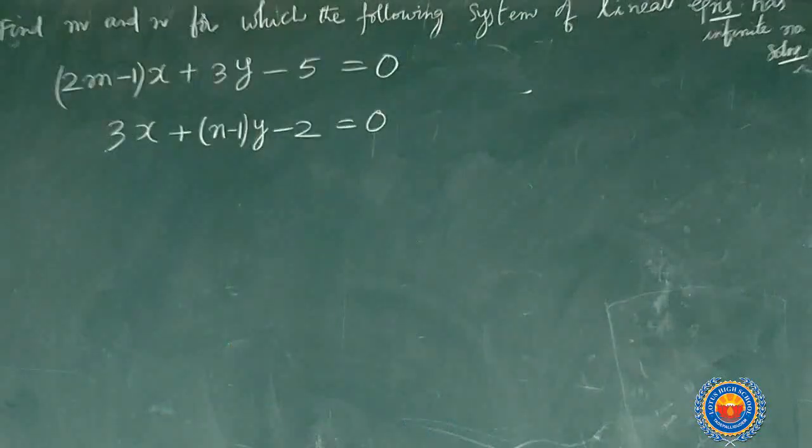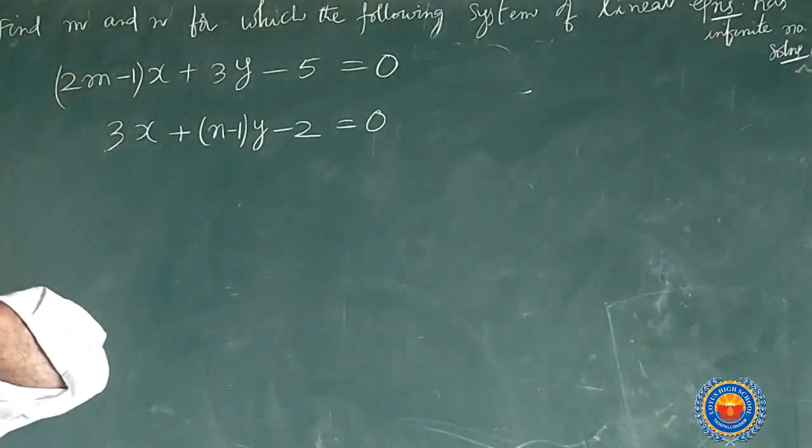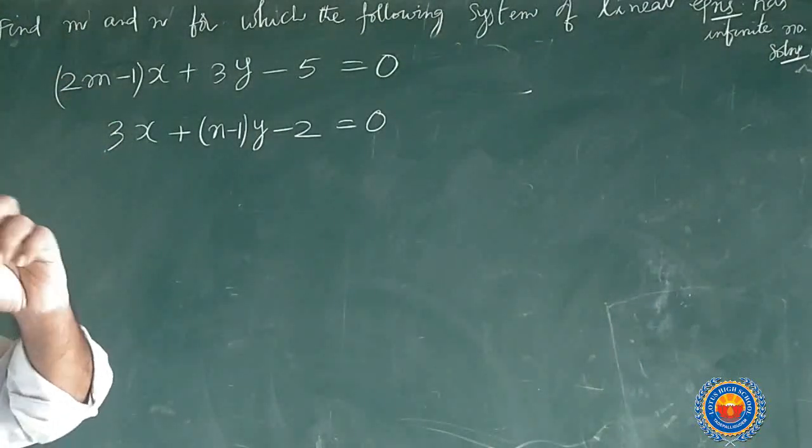Okay, one more sum. Again, the same: a1 by a2 is equal to b1 by b2 is equal to c1 by c2.